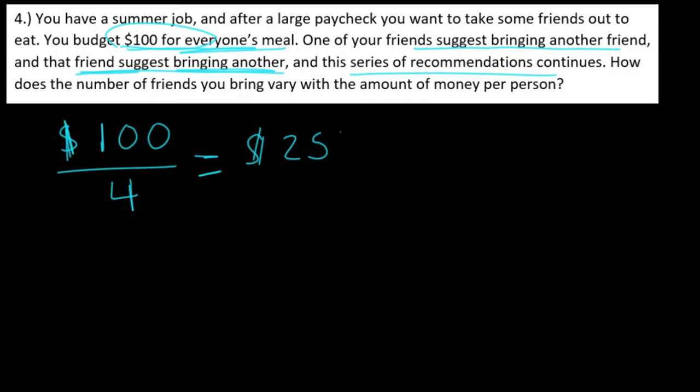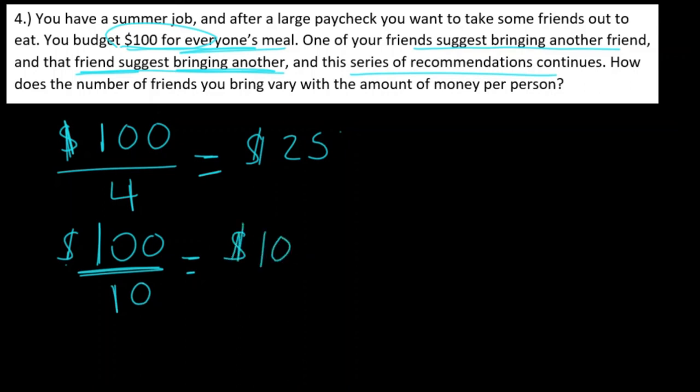But what if you didn't stop at $100, or I'm sorry, at 4 people? What if you took that same $100, and let's say that like a friend suggests a friend, who suggests another friend, who suggests another friend, and now you are taking out 10 people. So what's 100 divided by 10? Well, that's going to be $10 per person.